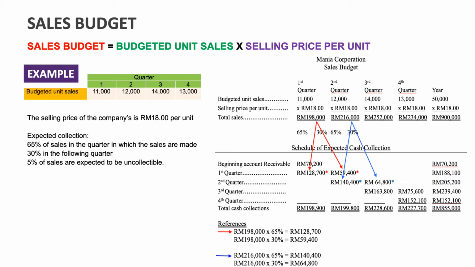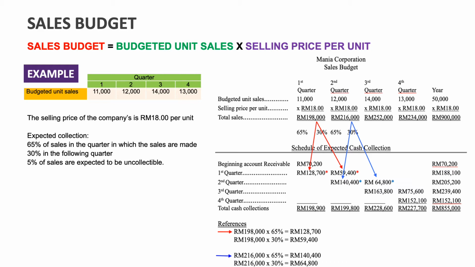The second part of the information given to you is that when you make sales, you want to collect the money from your customers. The expectation of the collection would be 65% of the sales collected in the month of sales, or in the quarter of sales, and 30% in the following quarter. For example, if your total sales in quarter 1 is 198,000, only 65% will be collected in the current quarter.